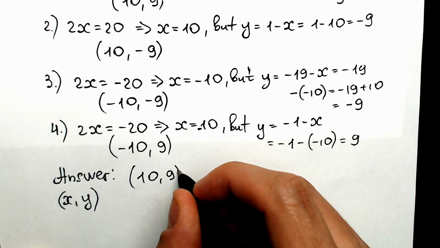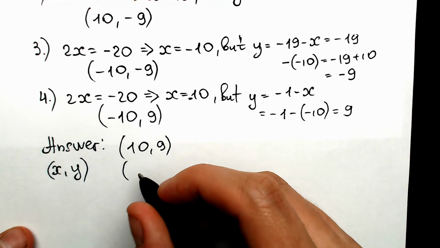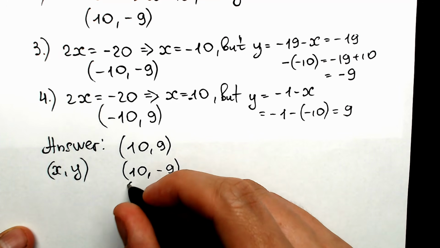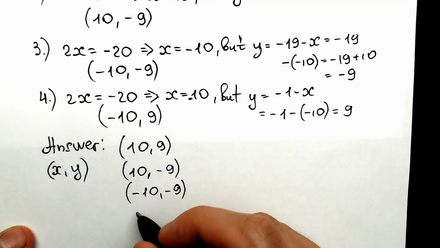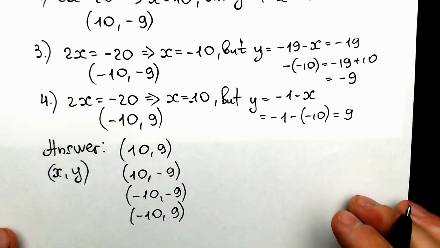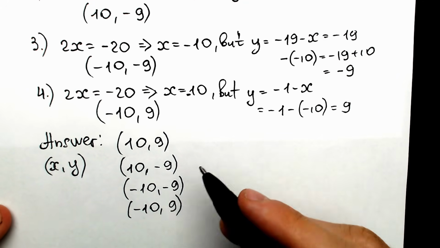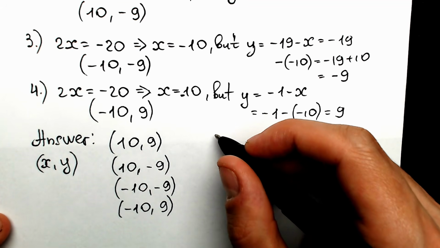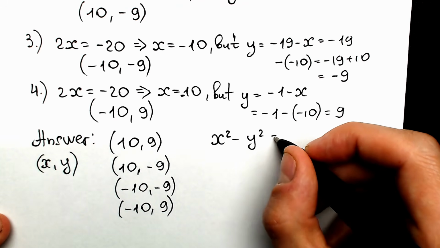10 and 9. Second pair, we have 10 minus 9. The next pair we have minus 10 and minus 9. And the fourth pair minus 10 and we have 9. And in the end, let's check real quick our pairs. Maybe we need to reject something, because sometimes happen that you have to reject a few roots. So let's write our question: x squared minus y squared equal to 19.